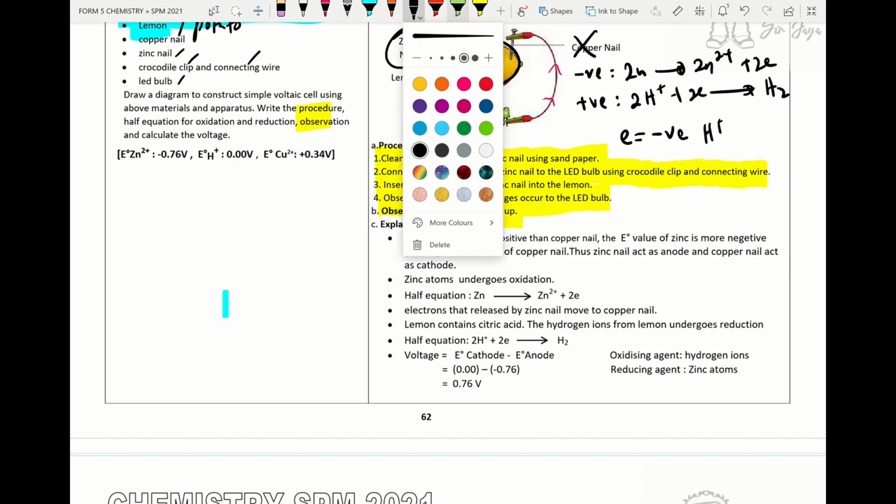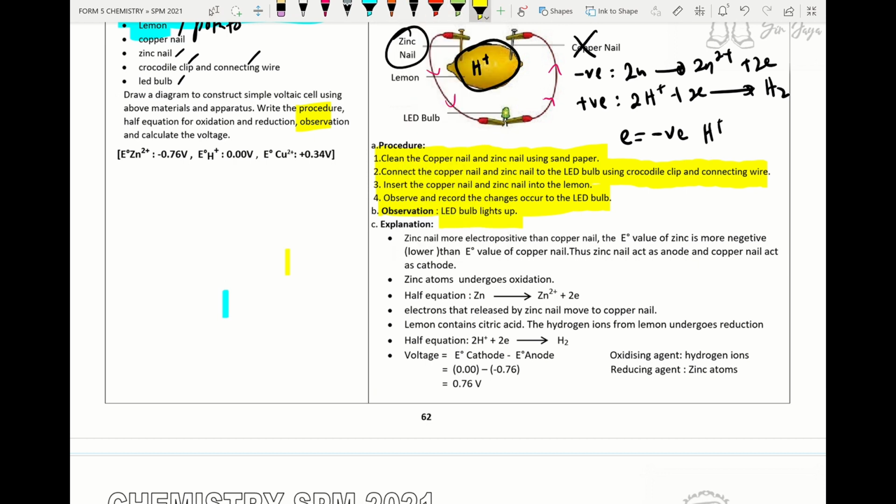So this is the explanation that students need to write here. Please remember zinc nail is more electropositive than copper nail. This is because the E naught value of zinc is more negative than the E naught value of copper. Thus zinc acts as anode. Zinc acts as negative terminal, we can put negative terminal. Copper acts as positive terminal. Zinc atoms from the zinc nail undergo oxidation. So the half equation is written here.